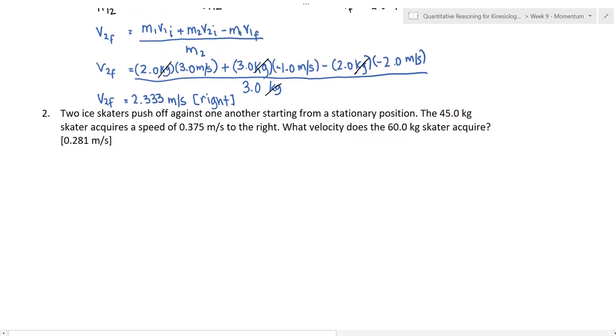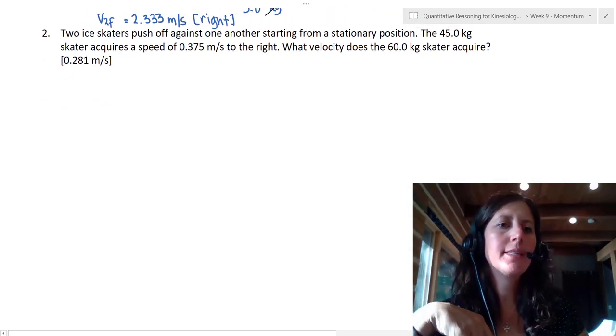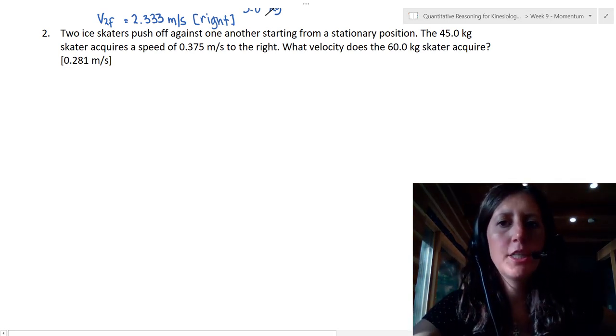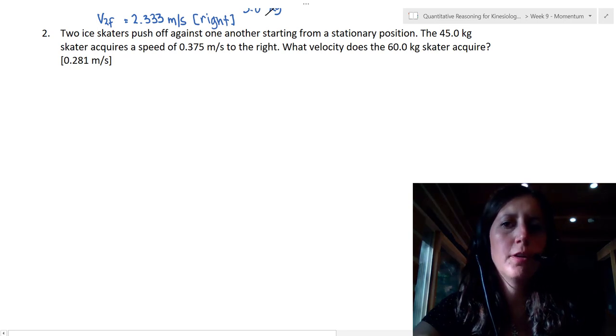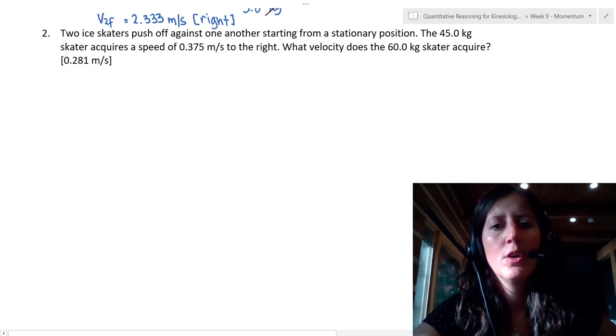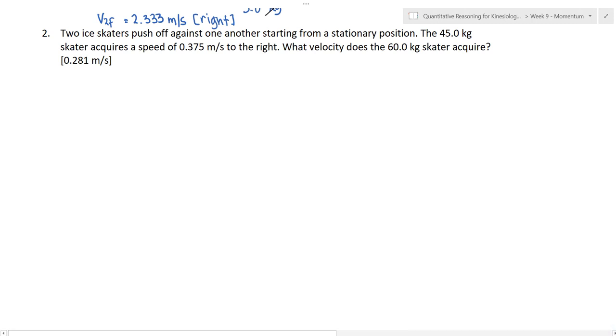Okay, so let's do this again in question 2. Two ice skaters push off against one another, starting from a stationary position. The 45 kilogram skater acquires a speed of 0.375 meters per second to the right. What velocity does the 60 kilogram skater acquire? All right, let's just draw a little picture of what this looks like.